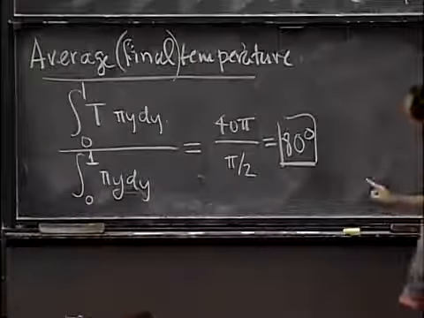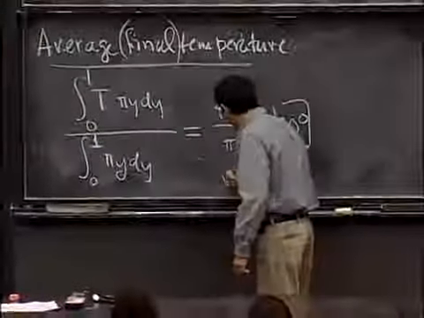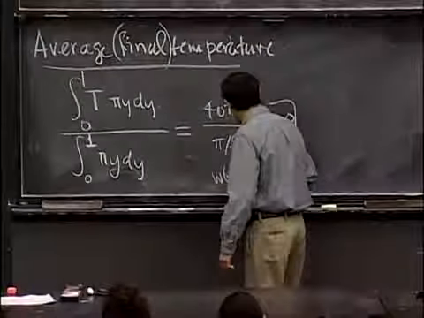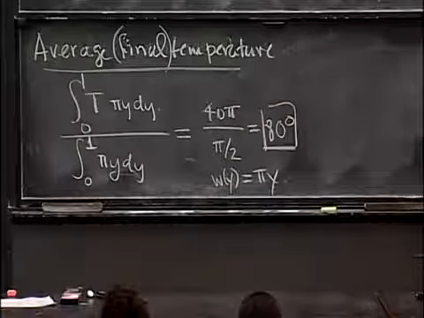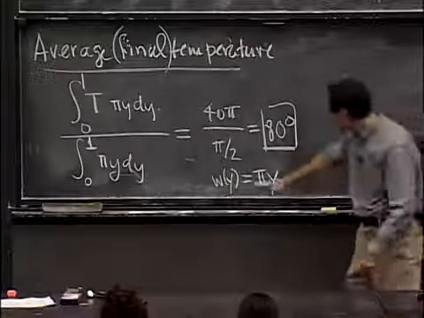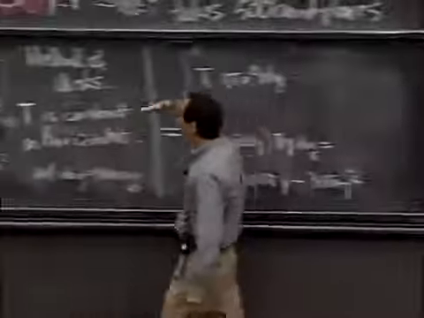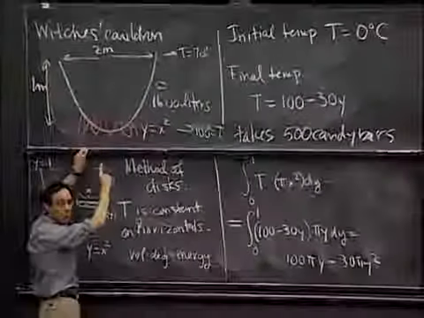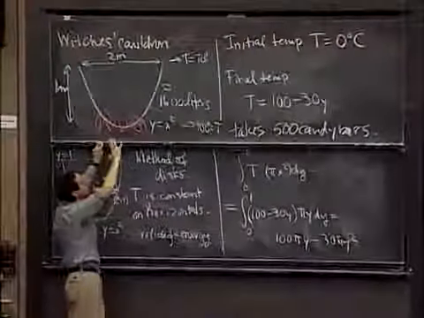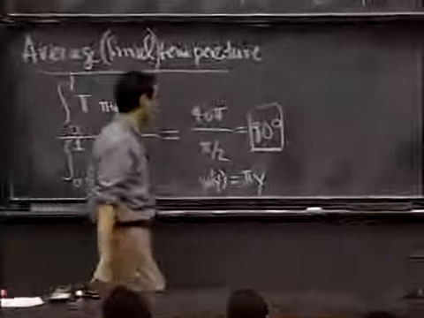Note that this is a weighted average. The weighting here is different according to the height. The weighting factor is pi times y. That's the weighting factor, and that's not surprising. When y is small, there's less volume down here. Up above, those are more important volumes because there's more water up at the top of the cauldron than there is down at the bottom of the cauldron.